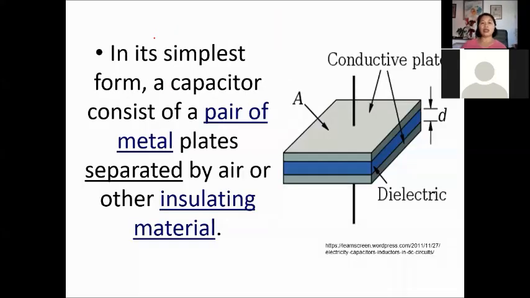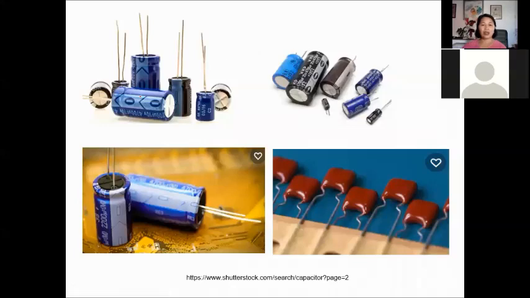So in its simplest form, a capacitor consists of a pair of metal plates separated by air or other insulating material. So ito yung insulating material dito. Or tawagin natin yan ng dielectric material. So ito ang mga examples ng capacitors sa mga circuitry.